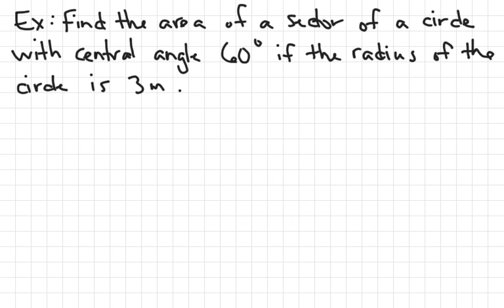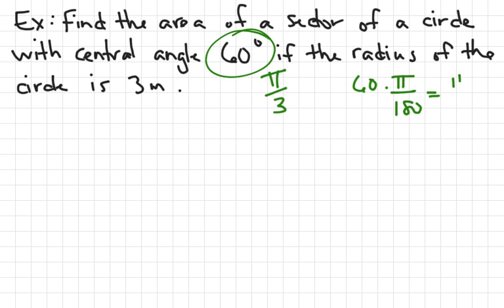Let's find the area of a sector of a circle with central angle 60 degrees if the radius of the circle is 3 meters. First off, if you're going to use the formula I just gave, you better change this back into radians. The reason I'm writing it very quickly, rather than going through the process of multiplying it by pi over 180, is because it is important for you to be able to know some of our special angles in radians without having to go through this process every time. It'll just make your life easier if you memorize it.